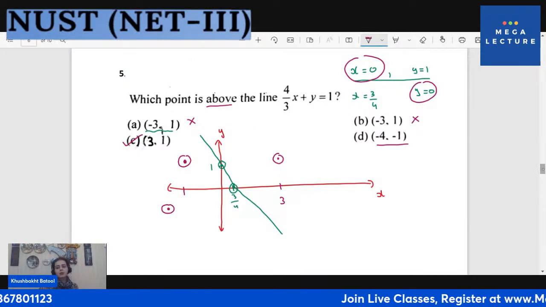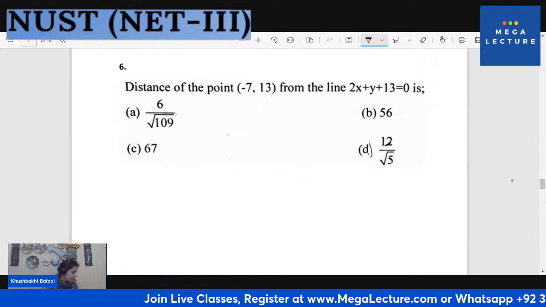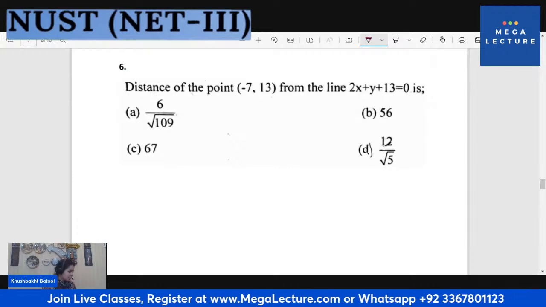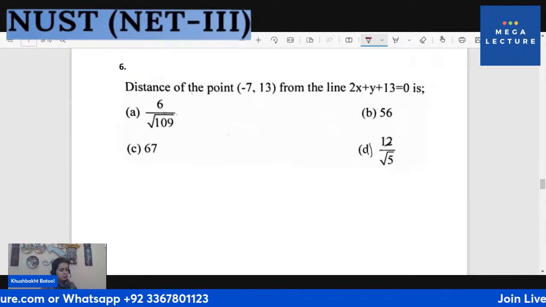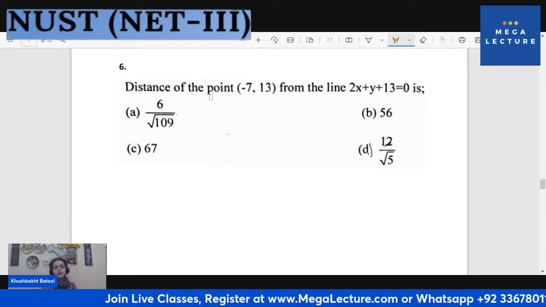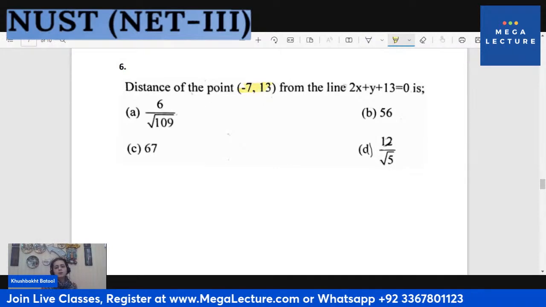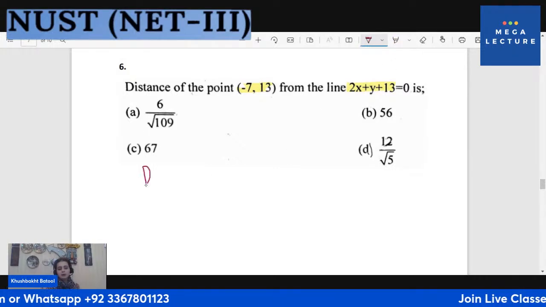All right, let's talk about the next question. Okay, now this is something very interesting, and I will just state the formula for this because students just keep on forgetting this. All right, what is the question? Okay, the question says distance of the point from the line is what? Now, obviously, in the exam, the question could be of any type. So I'll write down the formula in general.